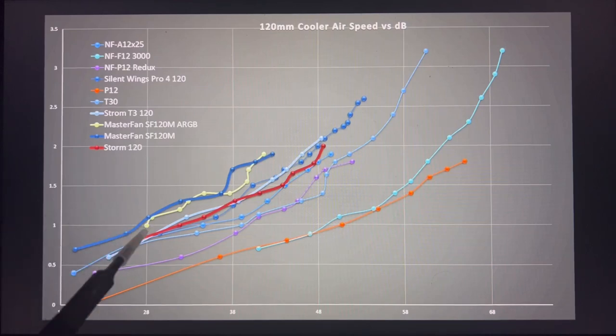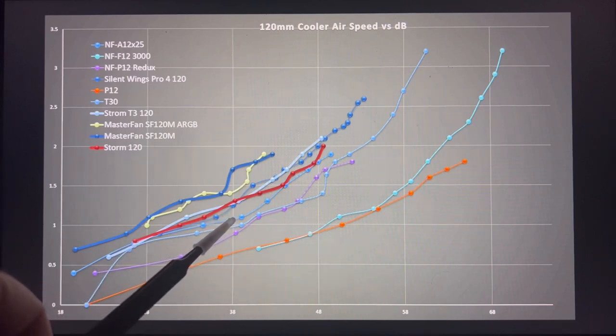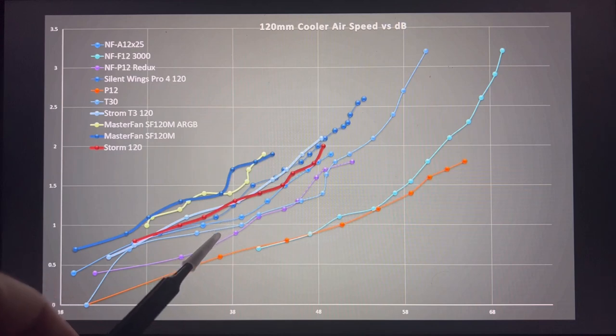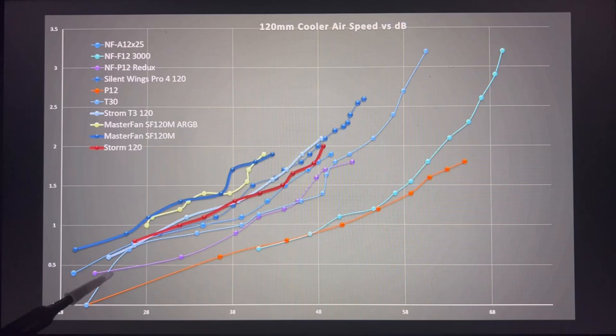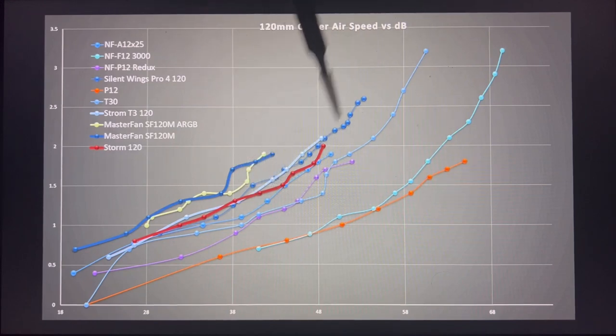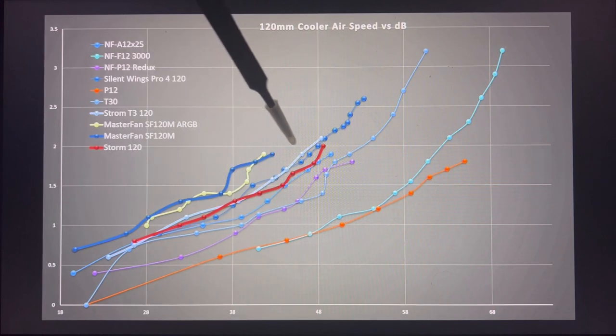So for comparison, right here, I'm pointing at the Noctua A12X25. And the Storm T3 is highlighted right here. So they follow similar trends, but as RPMs or noise, I should say, improved, error speed gives better noise results for the T3's better thickness. And then we have our poor performing fans, which are like the Arctic P12.